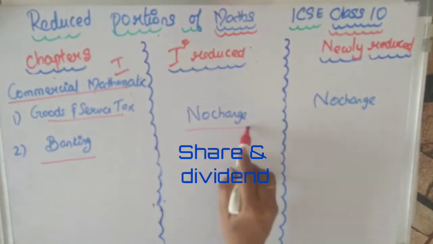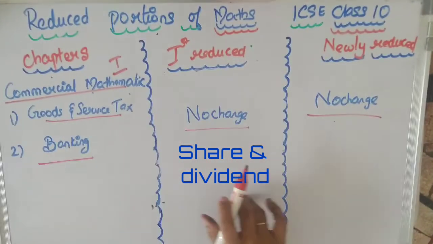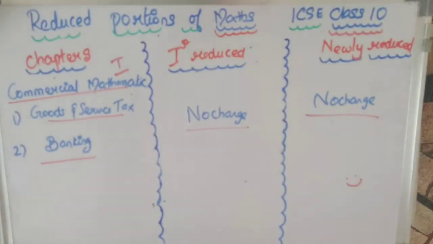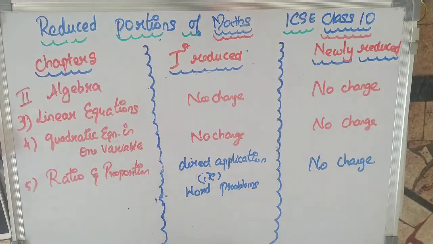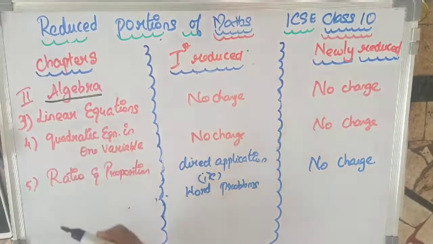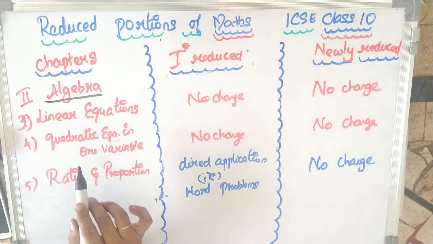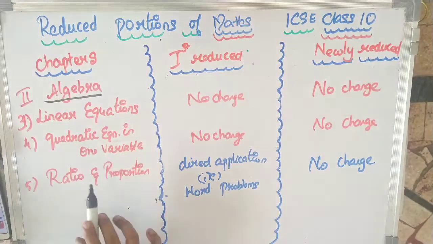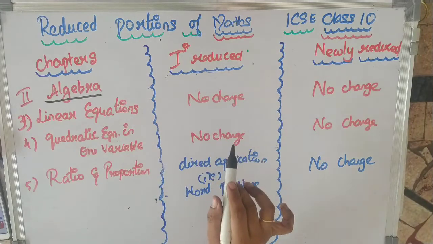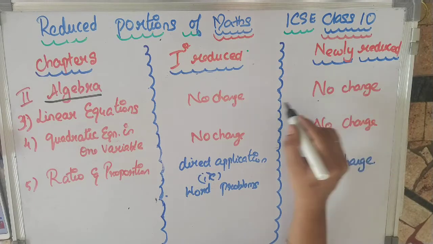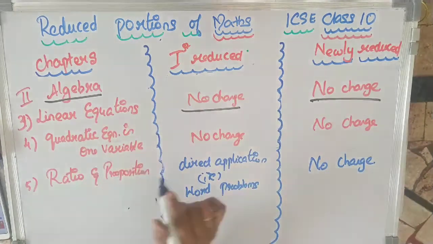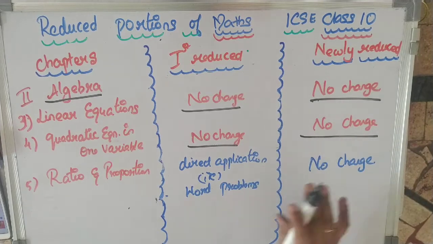There is no change in the first reduction as well as the second reduction, and the topic share and dividend is completely removed here. Okay. Now the second unit, algebra. In algebra, the third lesson, linear equations. Here during the first reduction as well as the second reduction there is no change. Then the fourth lesson, quadratic equation in one variable. Here too, during the first reduction as well as the second reduction there is no change.